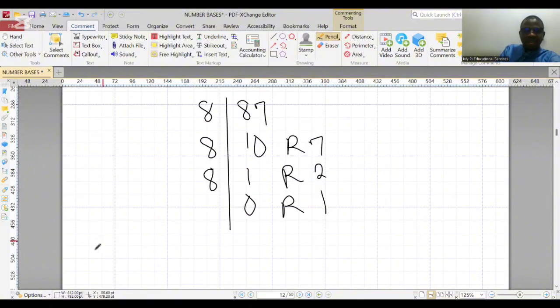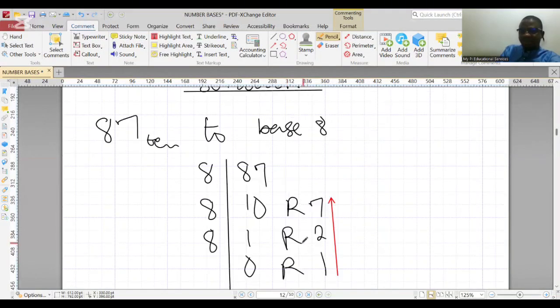So 87 base 10 will give you, taking your digits from the bottom to the top like this, 127 base 8.